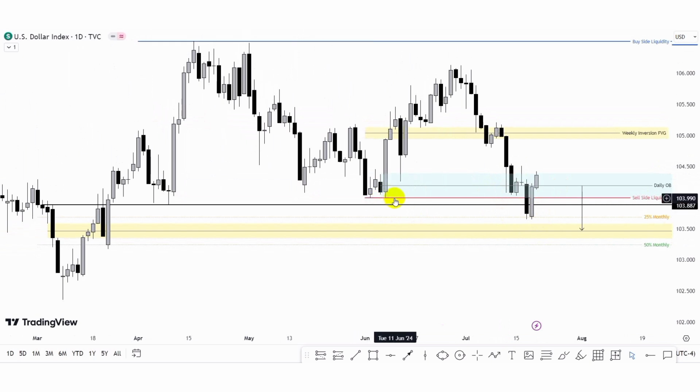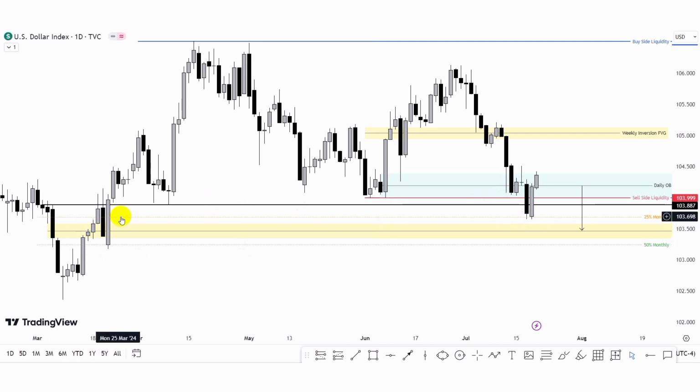Now you can see that the 25% level is actually in confluence with this order block, because we have this down-close candle that sponsored the bullish move to the upside, and then price returned and mitigated the 25% of the monthly candle, and then we have this bullish move to the upside.